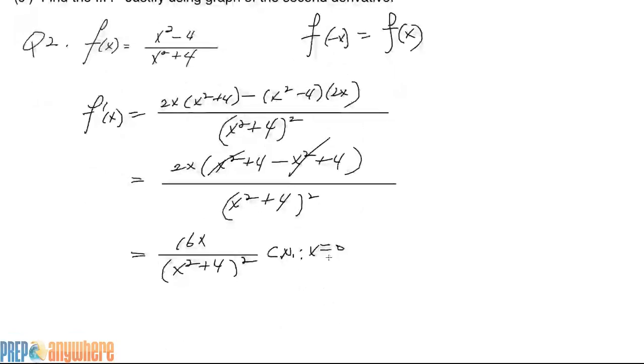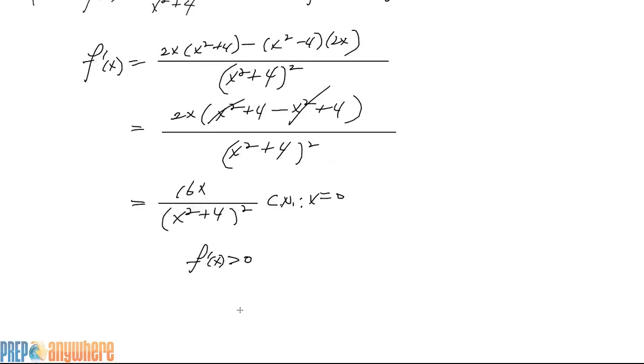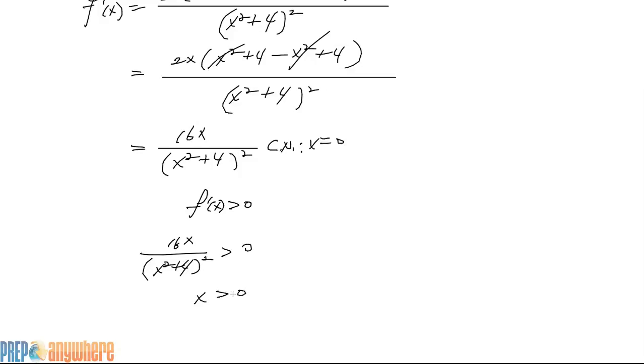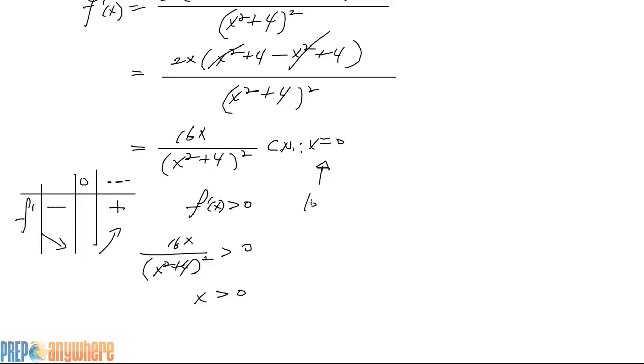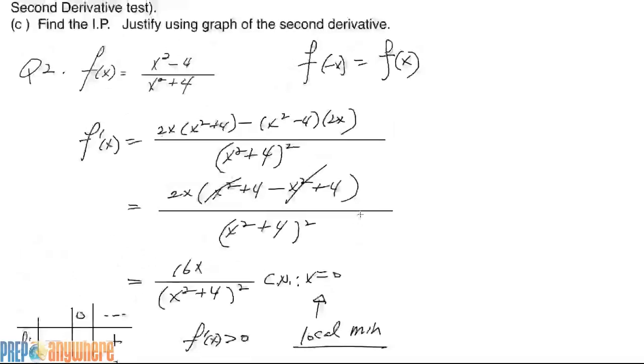Now, is that a local max or minimum? Again, you have to ask yourself: when is the derivative positive? This is a very easy one. X squared plus 4 is always positive, so the whole thing will be positive as long as x is positive. So here's 0. If x is positive, it's positive here, negative here, so it's going down and up. So it's a local minimum. If you want to find the exact point, you plug in 0 and you get -1. So (0, -1) is a local minimum.